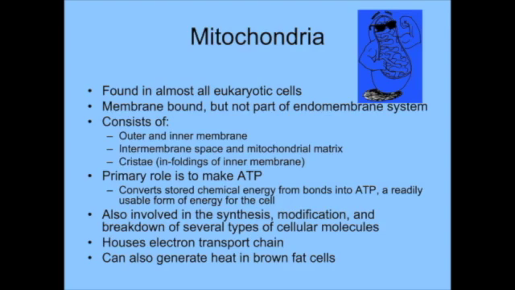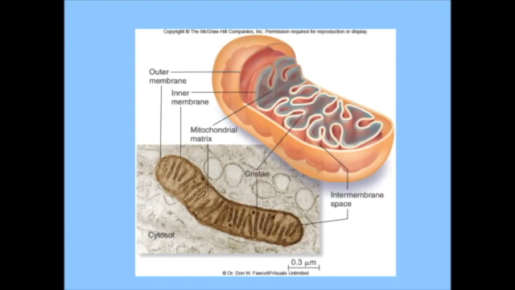It converts chemical energy into forms of energy that can be used by the cell. It can be used for synthesis, modification, and breakdown of cell molecules. Not a whole lot, but it can do some. It's responsible for housing the electron transport chain that we're going to learn about in the next unit. And it can generate heat in what are referred to as brown fat cells, and they are used in thermal reactions in the body. So here we have our mitochondria.